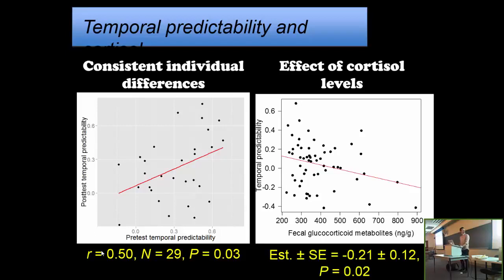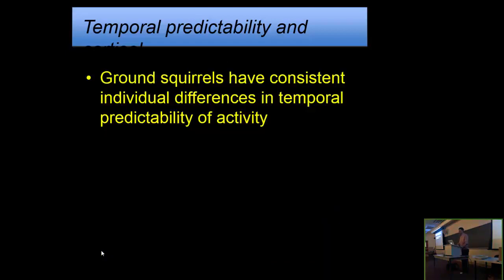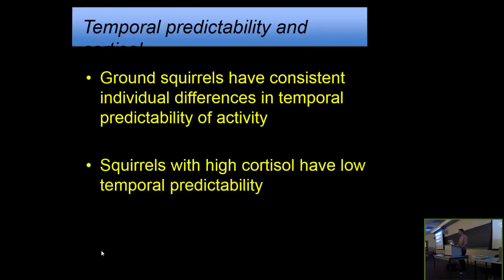So we see here that ground squirrels have consistent individual differences in temporal predictability of activity. Also that squirrels with high cortisol also have low temporal predictability. I have to say there are some caveats to this in terms of a lot of the behavioral measures can't go below 0, which might induce some temporal predictability in individuals with a low average behavior, as well as some other statistical issues that I'm trying to deal with.